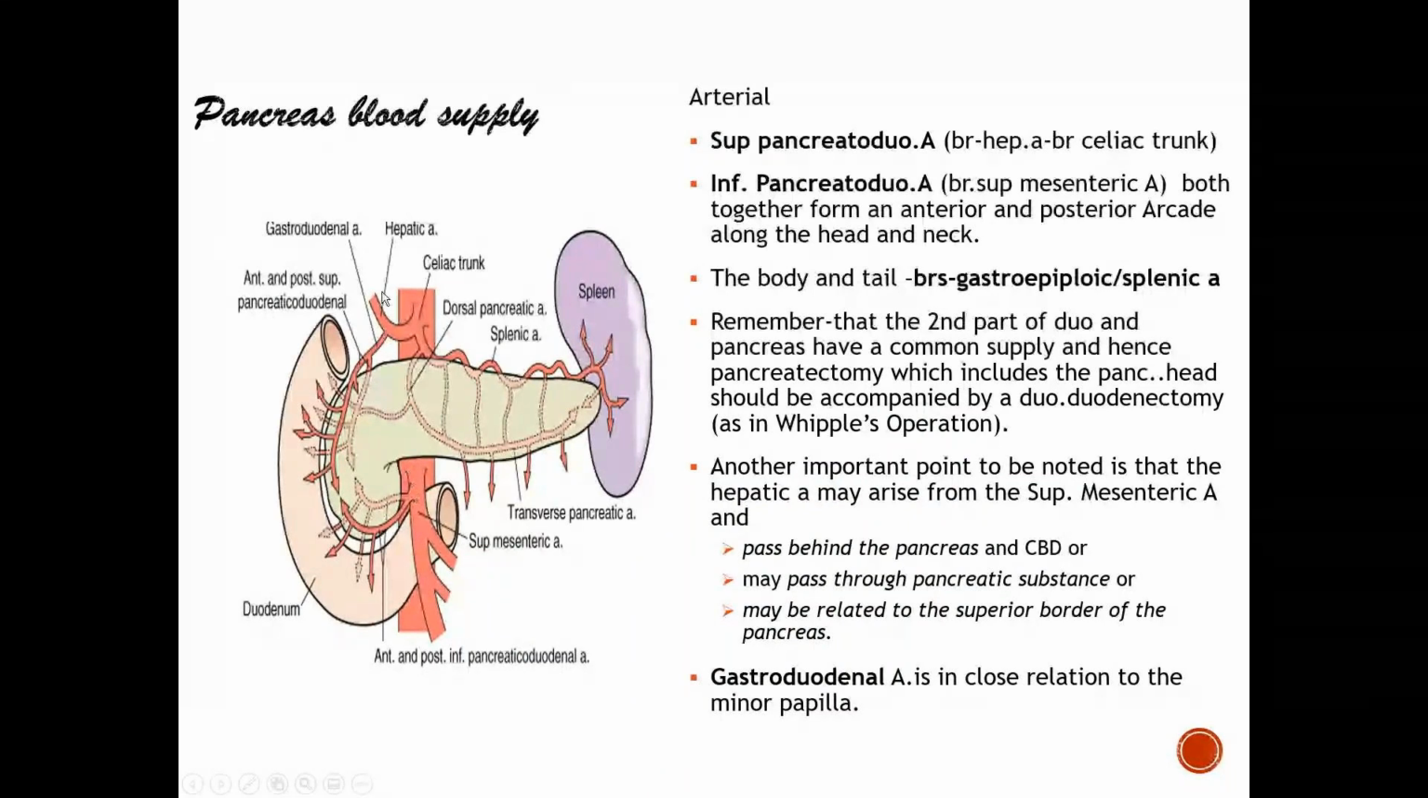It may either pass through the substance or lie truly posterior to it. And it may be related to the superior border of the pancreas. That is important: when you're doing any kind of pancreatectomy, be careful that you do not ligate an aberrant hepatic artery. You have to be very, very careful. And we already specified the gastroduodenal artery may be lying proximal to the minor papilla, and it has to be a landmark where you do not go in for duodenal dissection beyond that point. If you do, then you're cutting on the minor papilla.